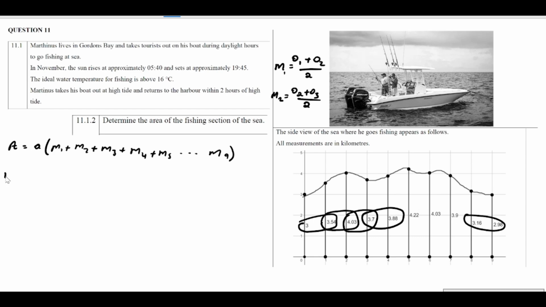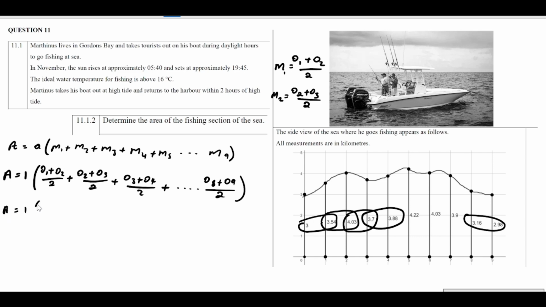So our substitution: A equals 1 times (O1 plus O2, divided by 2, plus O2 plus O3, divided by 2, plus O3 plus O4, divided by 2, plus this will continue up until O8 plus O9), and then you divide everything there by 2. And then you do your substitution. You're just going to substitute the values here.